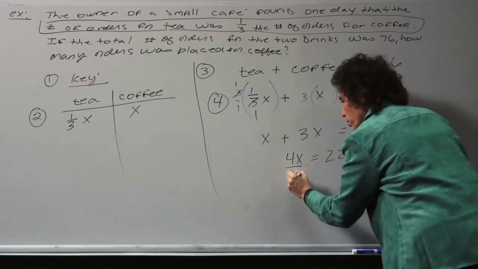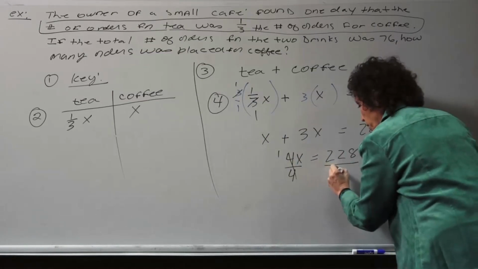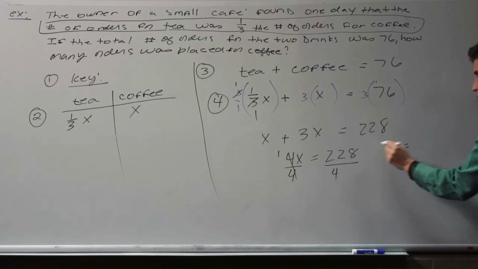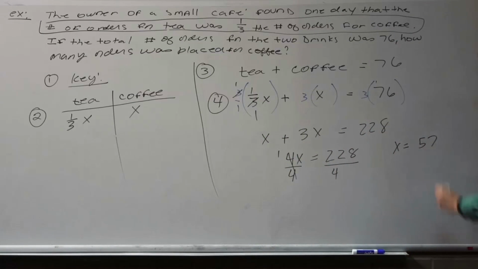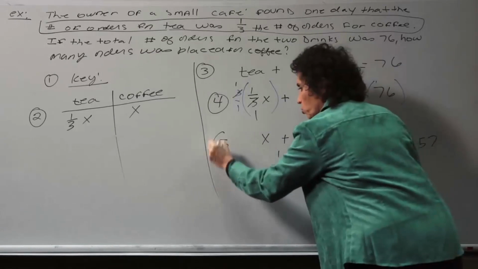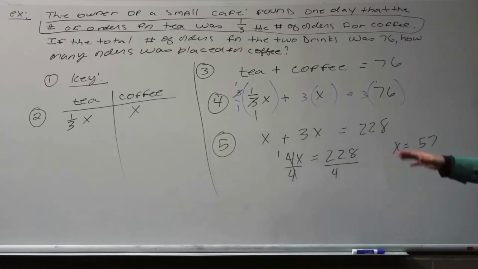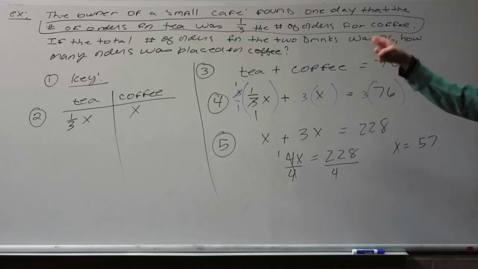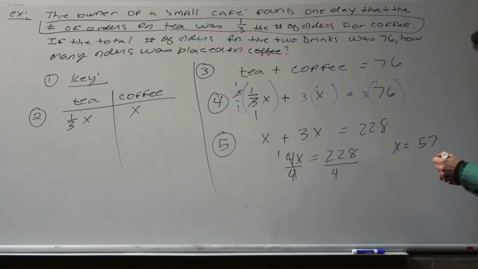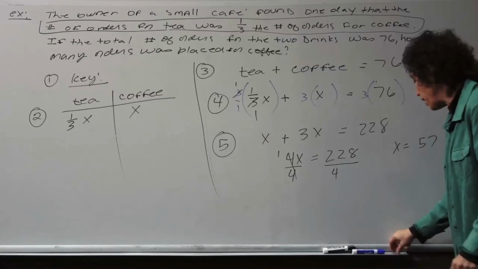Divide by 4. x equals 57. Now, and this is our step 5, which was the solution. Once we solve it, we have to plug the answer back into the key to get both our variables. And I want to talk a little bit about that.